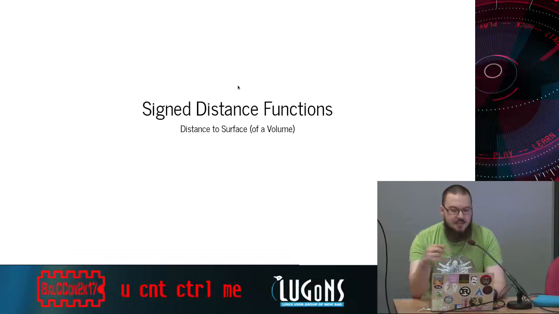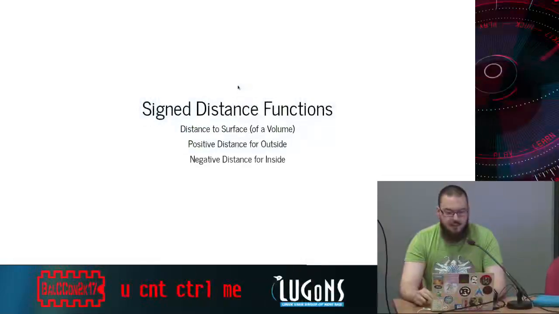So if we have a distance function of a sphere, it's going to tell us how far we are away from the sphere. And if we're inside the sphere, it's going to give us a negative value. So we have a positive distance for the outside, and we have a negative distance if we're inside the sphere. The negative distance would tell us, if we're inside the sphere, how far it is to the surface.